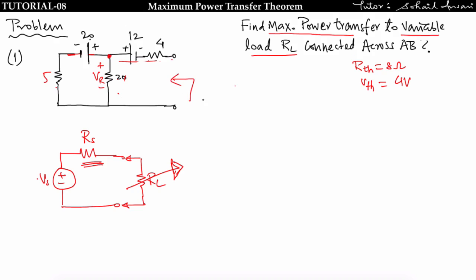Now find the Vth across this terminal. How will you find the Vth across this terminal? I will take this as plus and this as minus. Since this is open circuited, there is no voltage drop across this 4 ohm resistor, and I will apply KVL here. Then I will move from here. So minus Vth, then minus 12, then plus the voltage across the 20 ohm resistor, given by Vr, is equal to 0. So Vth is equal to minus 12 plus Vr.